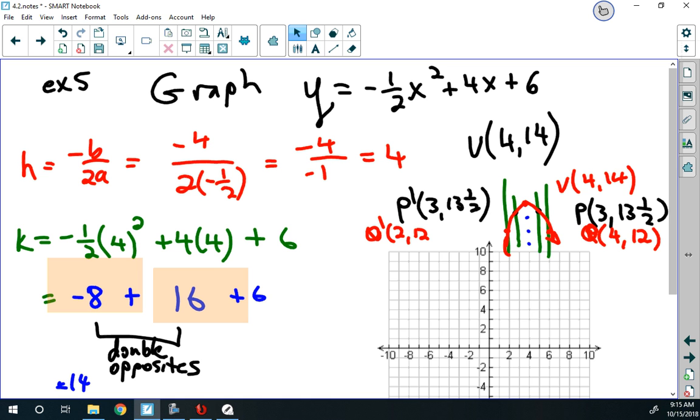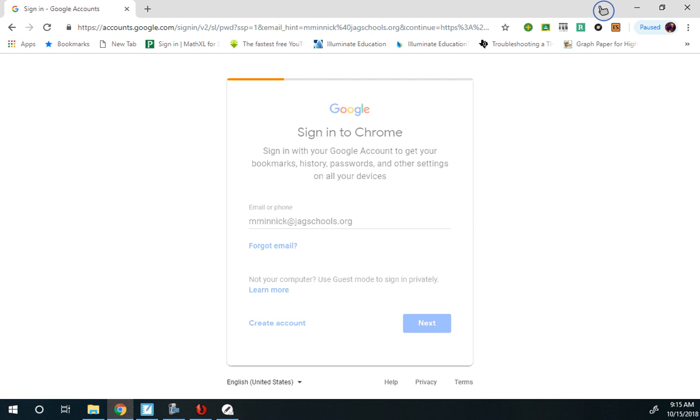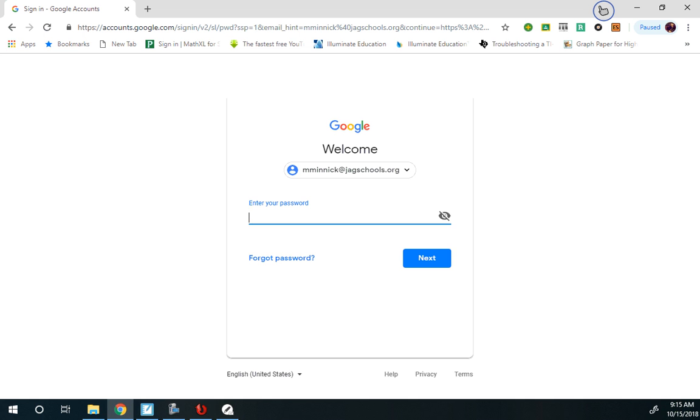How do we feel about being able to find the vertex? Think you'd be all right with it or no? Who uses Google Sheets? Anybody? Maybe you'll start using Google Sheets if I show you this. See if I can get logged in real quick. Always got to sign in.